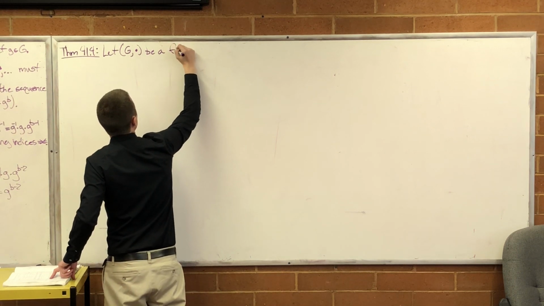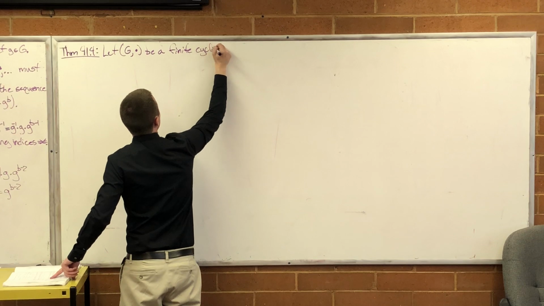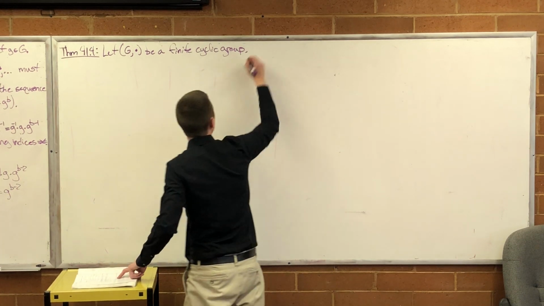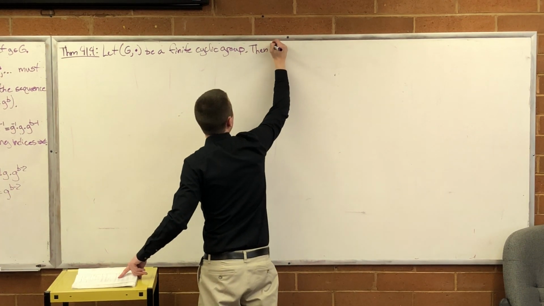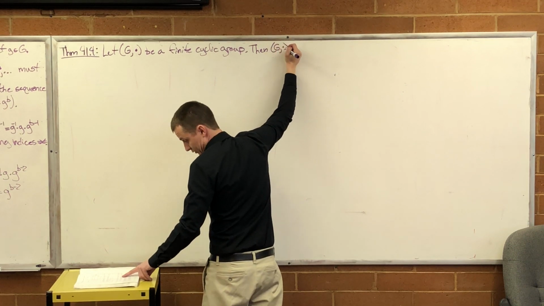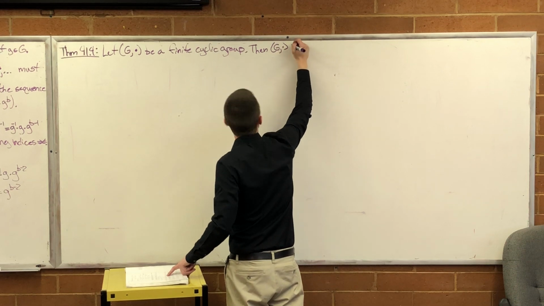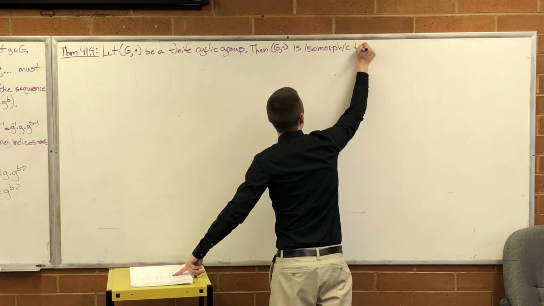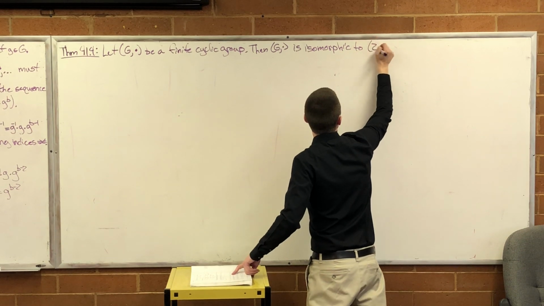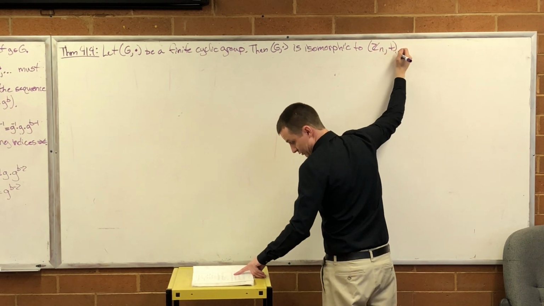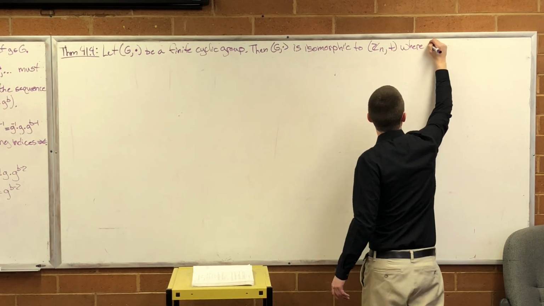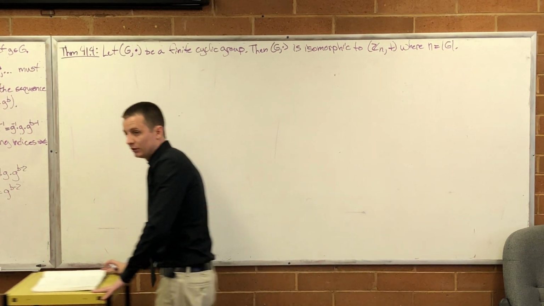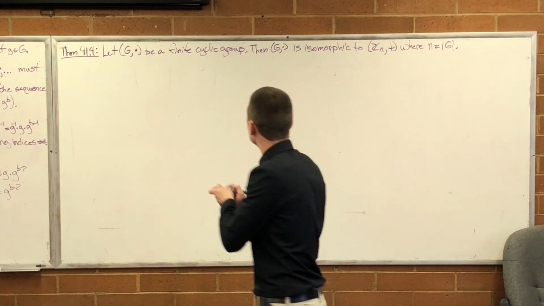Finite cyclic group. Then G is isomorphic to Z_n with plus, where n is equal to the size of G. Okay, so here's a pretty cool theorem.